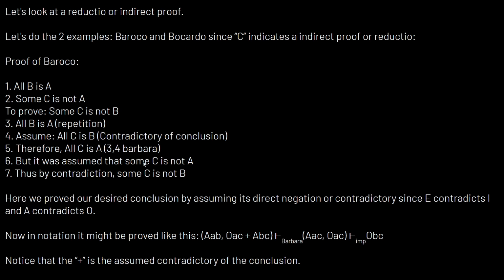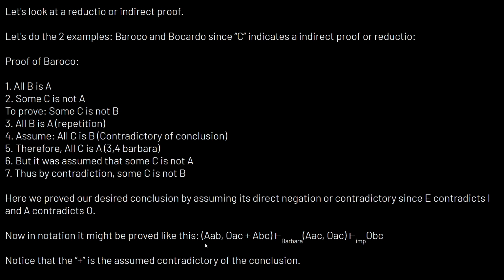But it was assumed that some C is not A. Thus by contradiction some C is not B. So here we proved our desired conclusion by assuming its direct negation or contradictory, since E contradicts I and A contradicts O, and that is the mood of propositions. And after we show that our newly found conclusion contradicts one of our earlier premises, we can thus reason by contradiction that the negation of our desired conclusion is necessarily false, or that our conclusion has to be necessarily true.